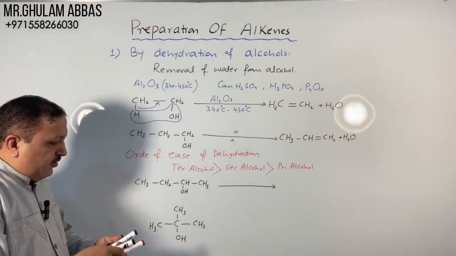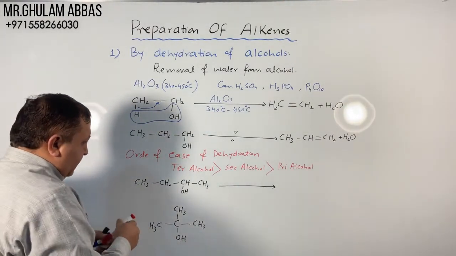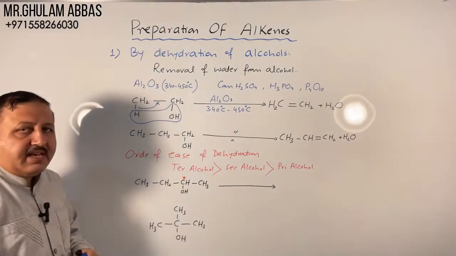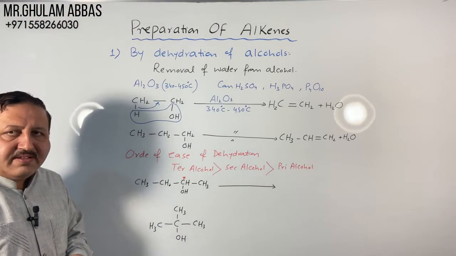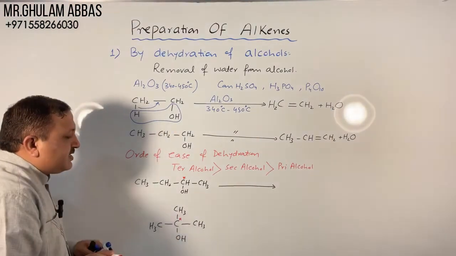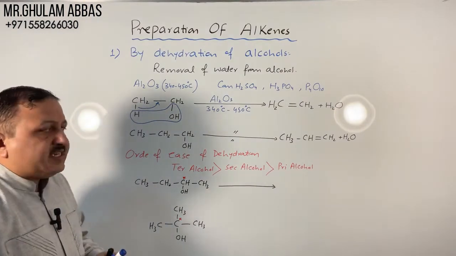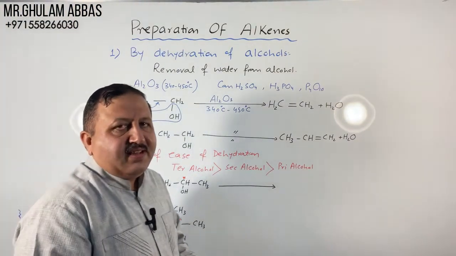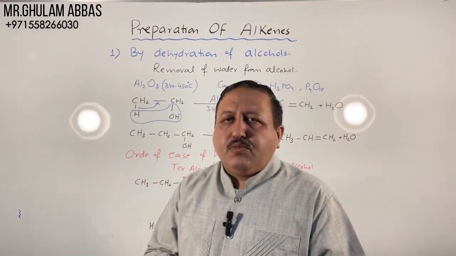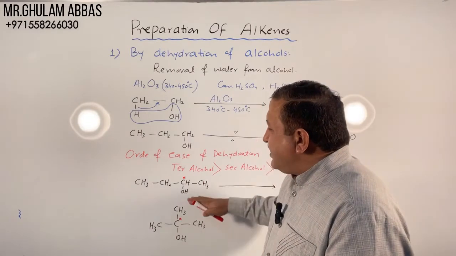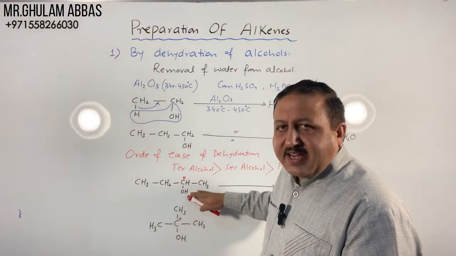In these alcohols, this carbon is secondary carbon, so this alcohol is called secondary alcohol. This carbon is tertiary carbon, so this alcohol is called tertiary alcohol. But the question is, why is it easy to remove water from tertiary alcohol? Why is it difficult to remove water from the secondary alcohol?